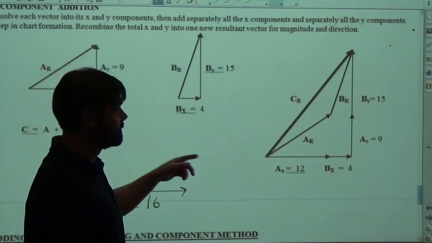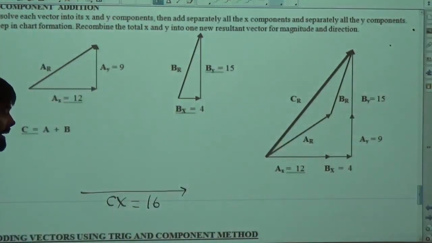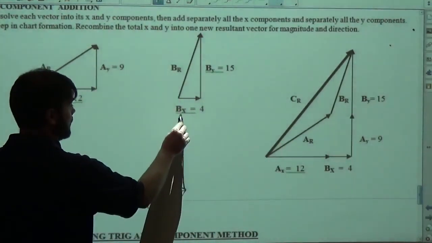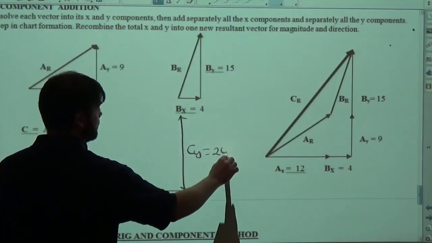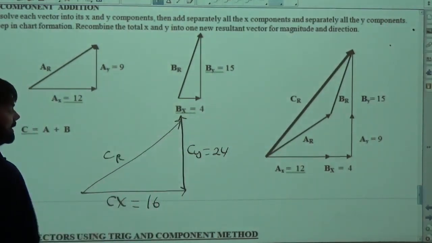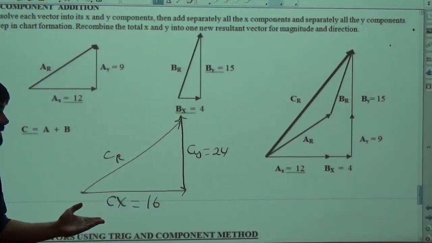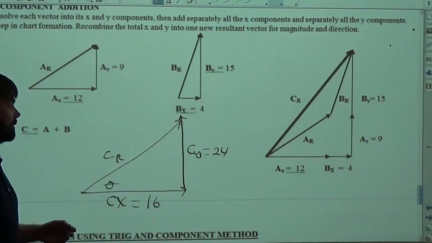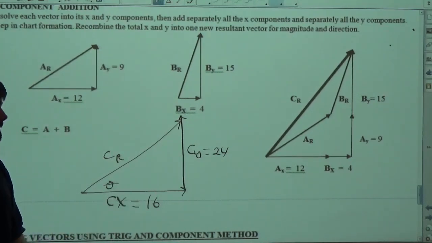And then the vertical component, my A of y and B of y, we have 15 and 9, so that gives us 24. So going upward like this, which we could call C of y, would be equal to 24. And I could draw my new vector C here, C of r going that direction. So it's drawn out with the components. If we wanted to find theta, or the magnitude of r, we could, because we have two sides. And if you have two sides or an angle and a side, you should be able to figure the rest of it out.